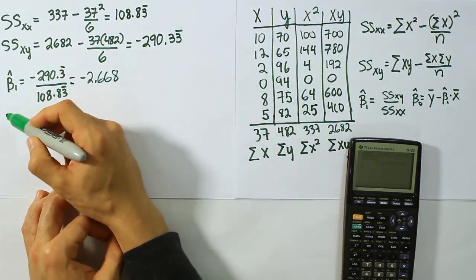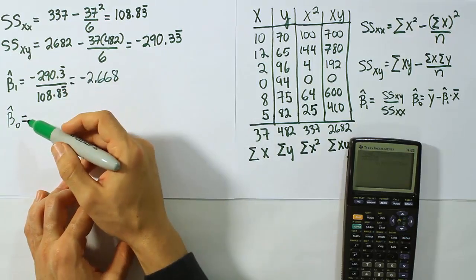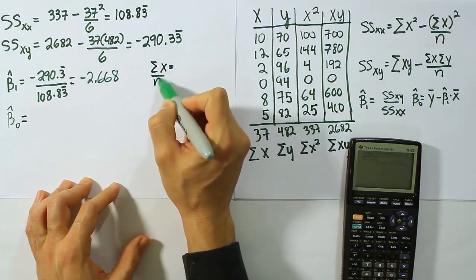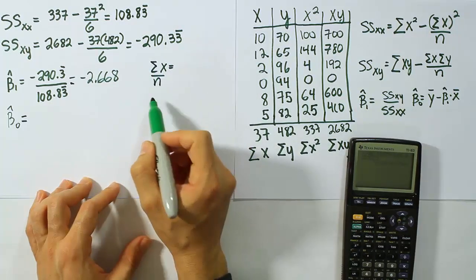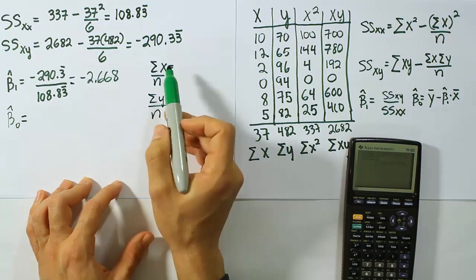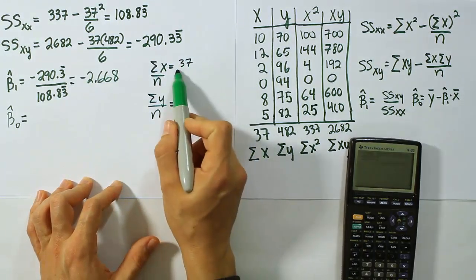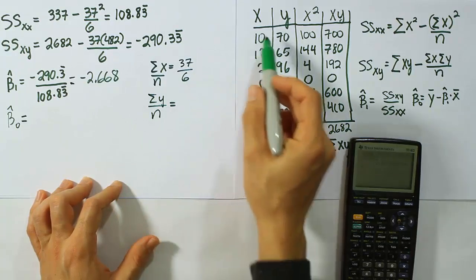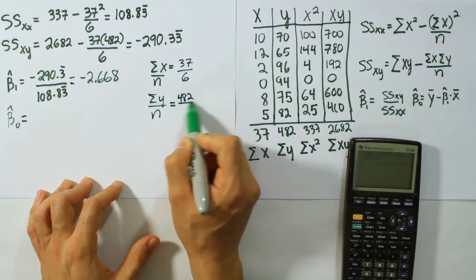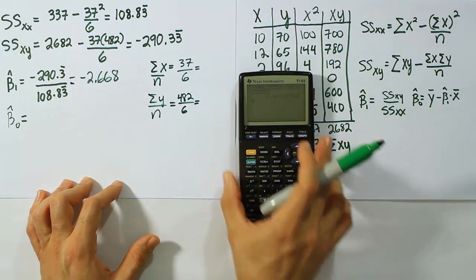And then from there, we're going to get the beta naught hat value. So before we can do that value, we have to work out the average x value, which is going to be the summation of x over n, and the average y value, which is the summation of y over n. Now, the summation of x is 37, right? We have that value here. We're going to divide it by 6, which is the n for the problem, the number of ordered pairs we had. Summation of y is 482. We're going to divide that by 6 as well. Okay, so that'll give us the average x and the average y value.